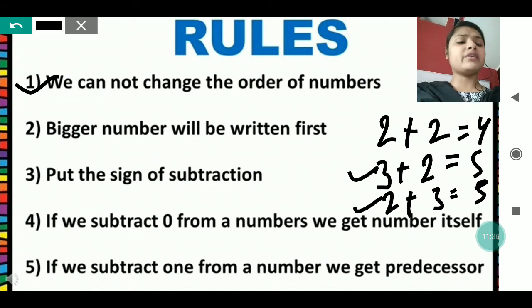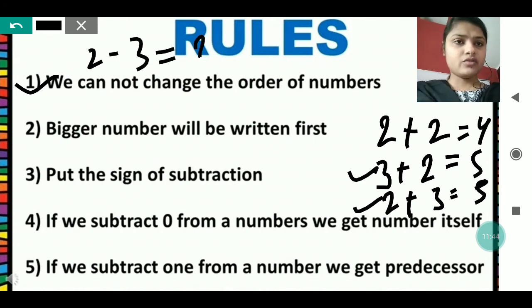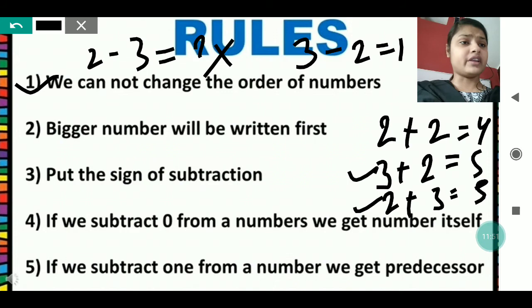Bigger number will be written, but in subtraction we cannot change the order of the numbers. Like if you do 2 minus 3, my dear, it will be worthless. You will not get any answer. It is wrong. You have to write the bigger number first and then the smaller number, so that you can get the difference between them. Okay, so that is why it is written.